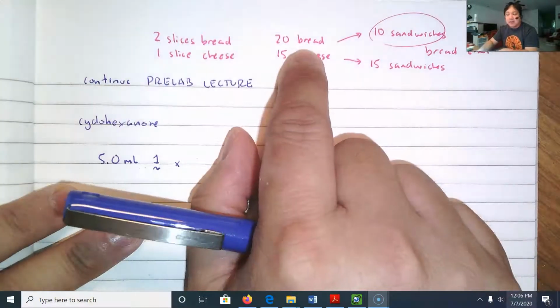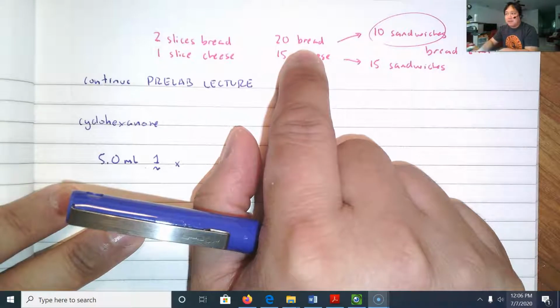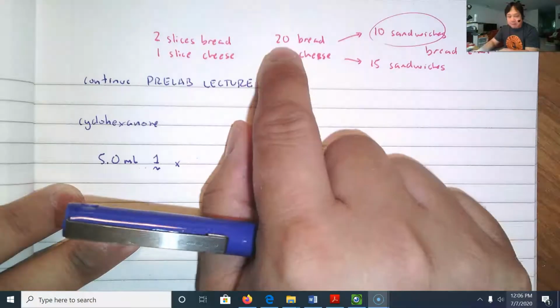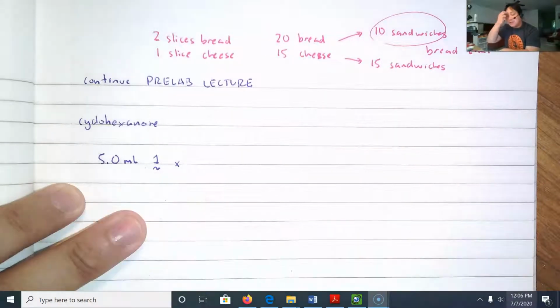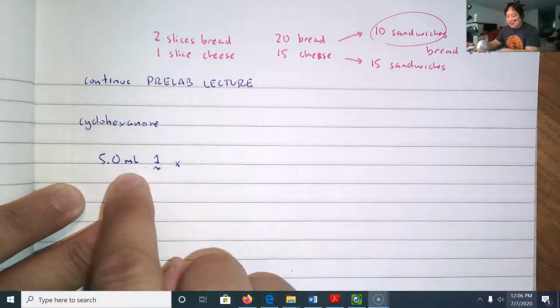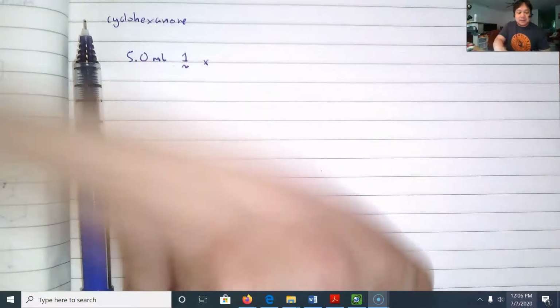But we didn't weigh the bread. We don't say we have 400 grams of bread. What we did was count the number of slices of bread. So that is moles in our case. It's not grams, it's not milliliters, it's moles. So how do we convert this to moles? We need to first convert it to grams.